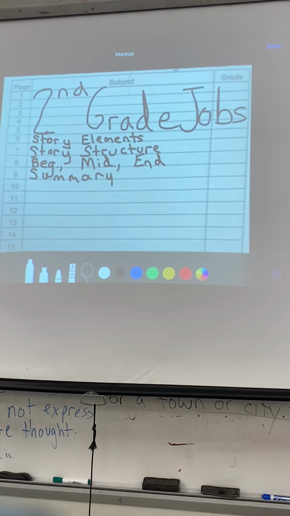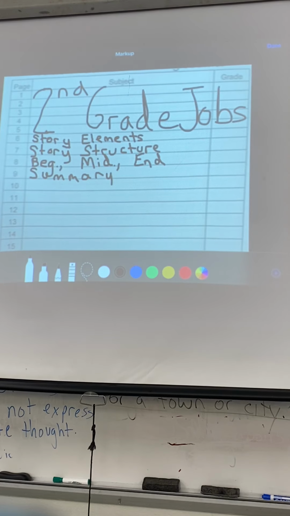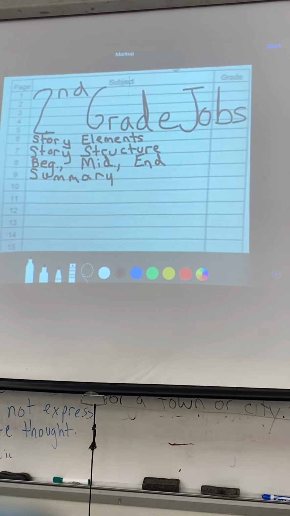Okay, so what you're going to do is on 9 and 10, you're going to write summary on both lines. So you can write it big like you did on top, just write summary right there. And you did it on 2 pages. There you go, there's summary right there. That's good.